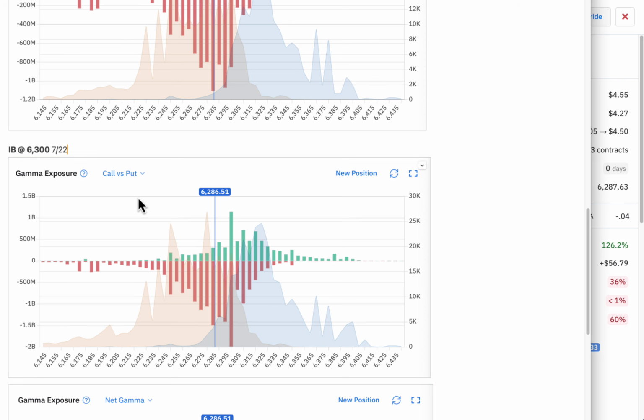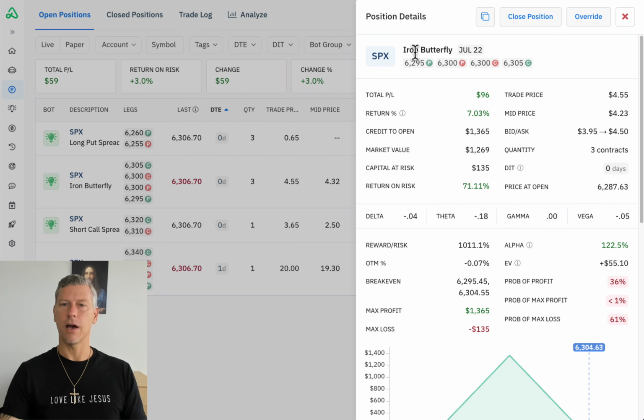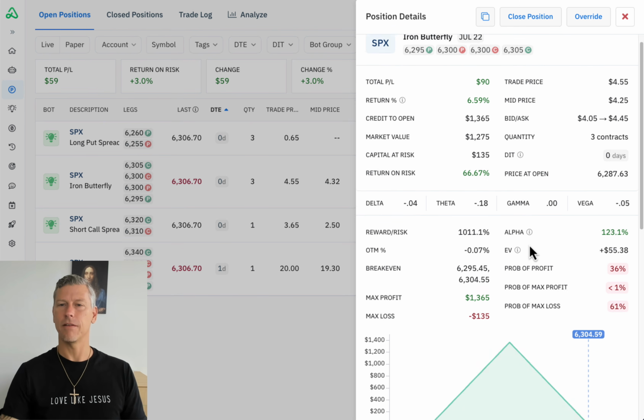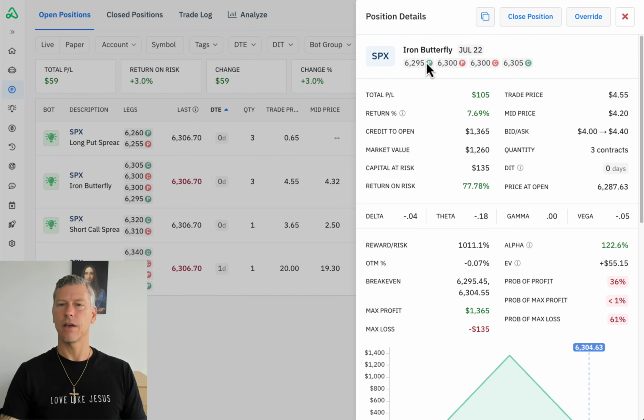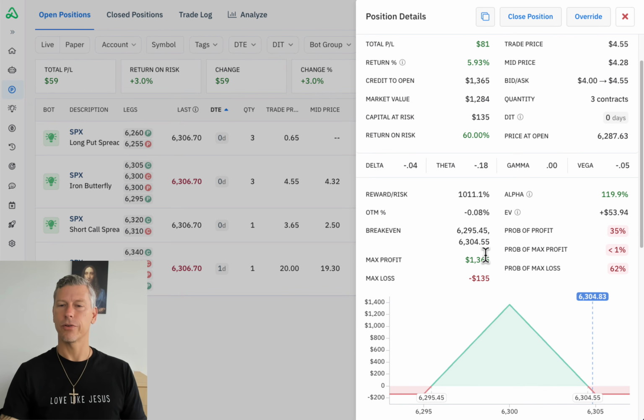At that time, I looked at the call versus put chart, and what I saw was this big block of call gamma exposure along with this big negative block of put gamma exposure. So the theory is that the price will gravitate towards where this gamma exposure is highest and then ultimately get pinned. So I opened this iron butterfly, very narrow. This is a very optimistic trade. Basically, I have a $4.55 window in each direction in order to be profitable, but I was only risking $135 with a max profit around $13.65.